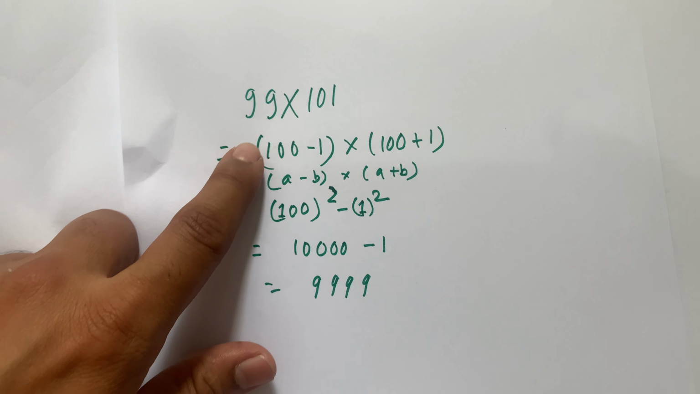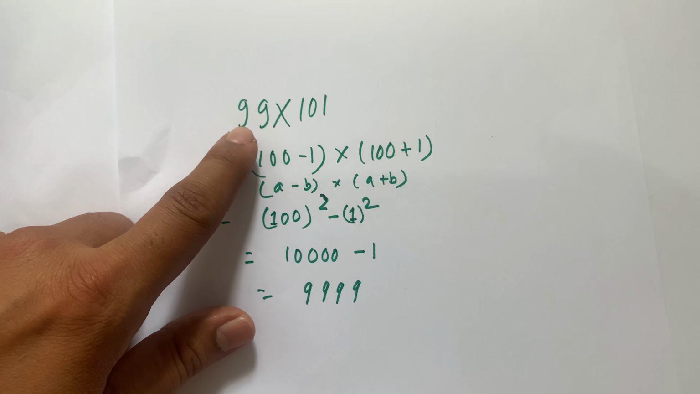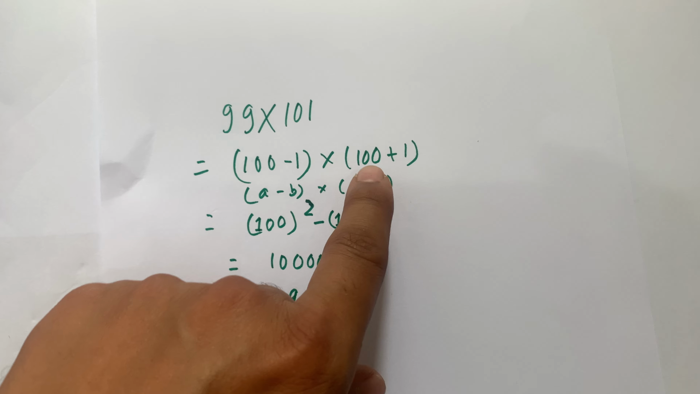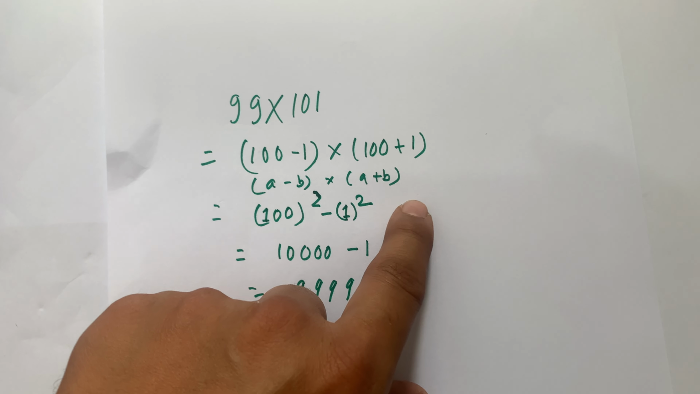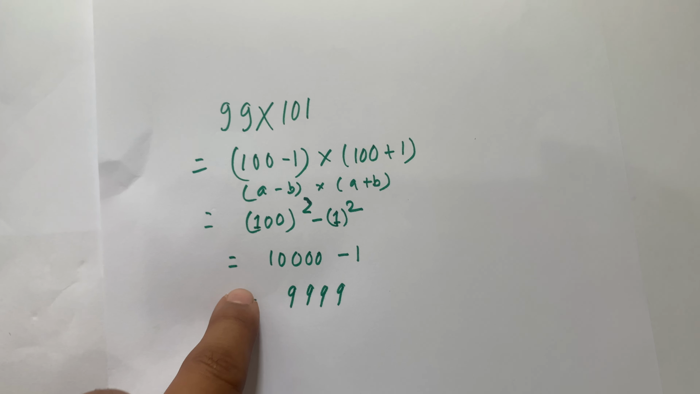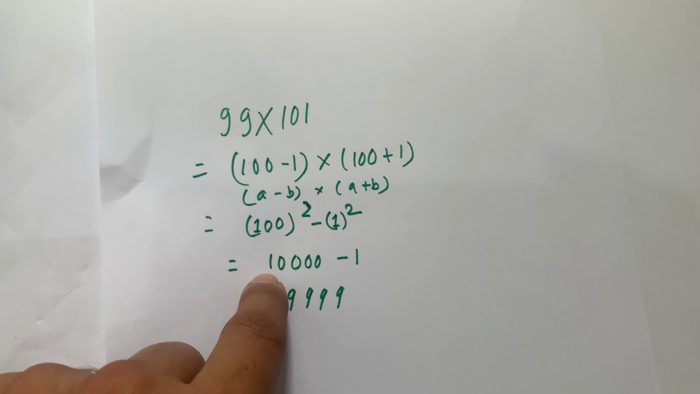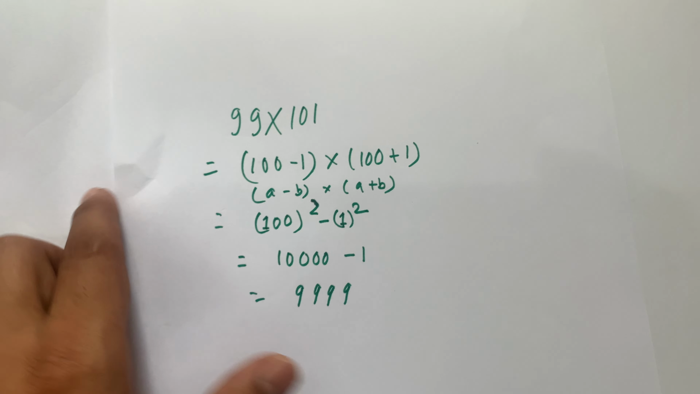Now the next question is 99 into 101. 99 means 100 minus 1. Put a bracket, okay, always important. 101 means 100 plus 1. A minus B, A plus B means A square minus B square. Same thing. A square, square of 100 is 10000 minus 1, 9999.